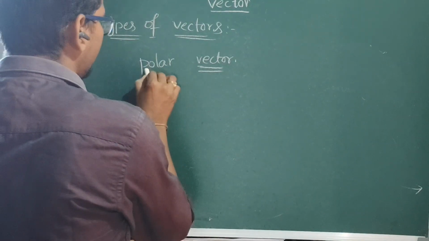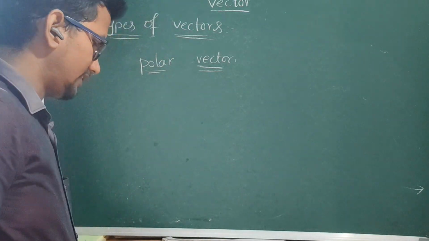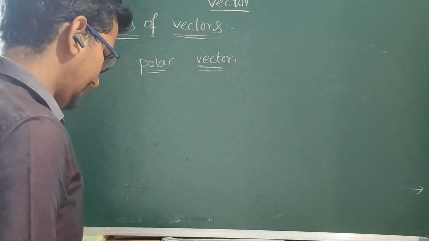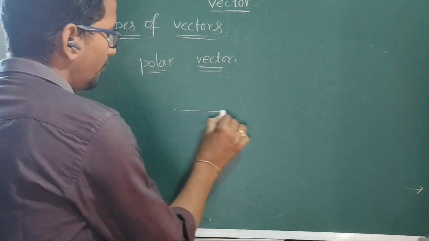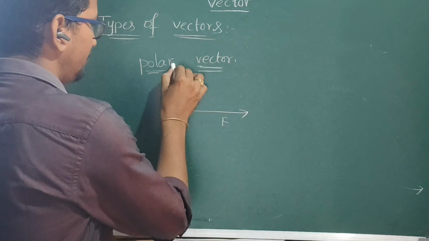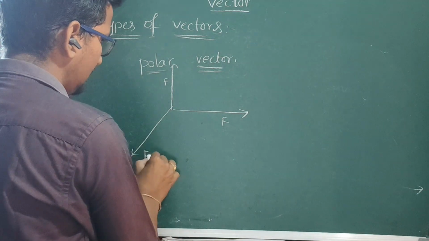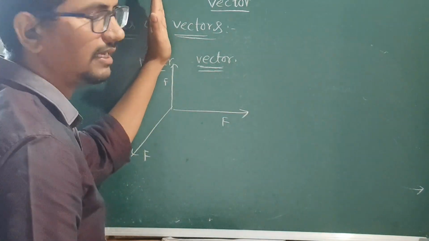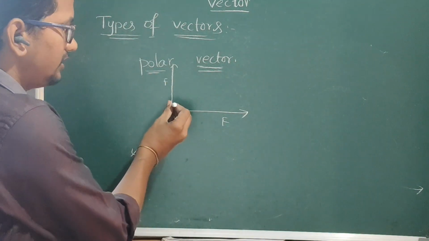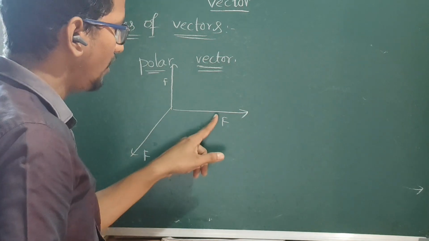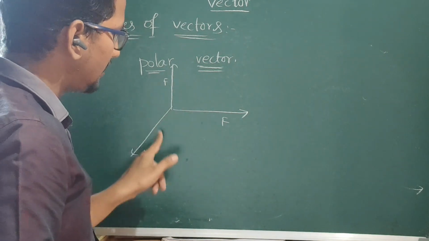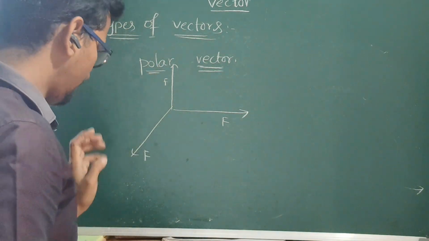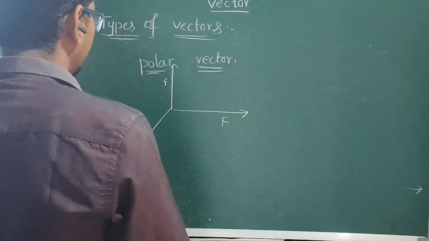Next one, polar vector. What is the polar vector? A vector whose direction changes whenever the coordinate system changes. It's a straight line. For example, force. Force can be moving in this direction, or otherwise in this direction, or otherwise in the z-axis direction. What happens? The force can change on the x-axis in one direction, on the y-axis in another direction. Z-axis means it's outside. The force can change, the direction can change, the coordinate system also changes. That's called a polar vector. The direction changes.